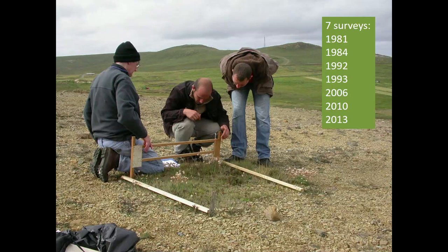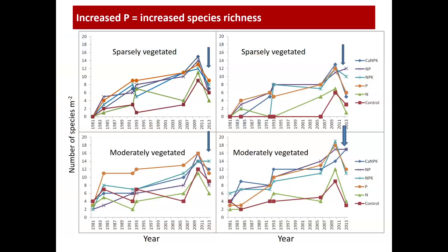And this quadrat, they're pin frame quadrats. So after the nutrient treatments were applied, over 7 years across that 32-year period, we've been back and done plant vegetation surveys using pin frame quadrats. So that gives us some quite nice data on the plant community and how it's responded to the different treatments.